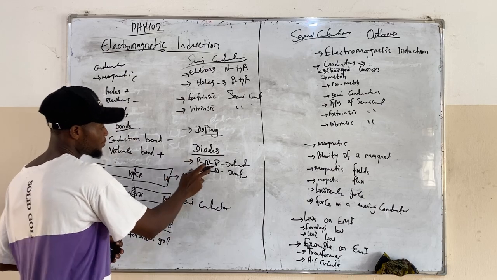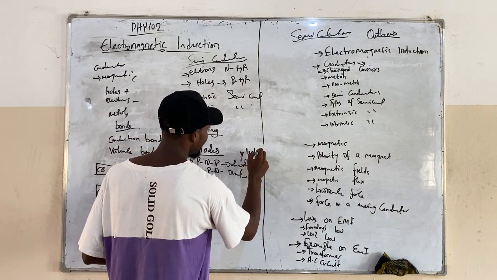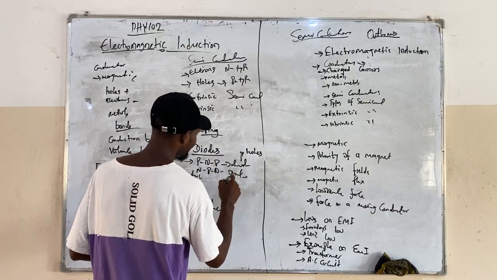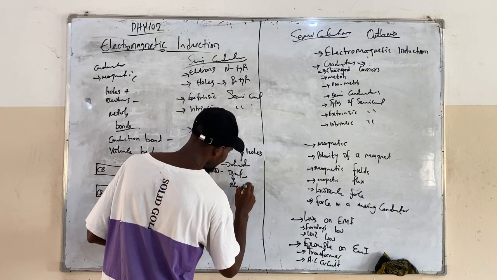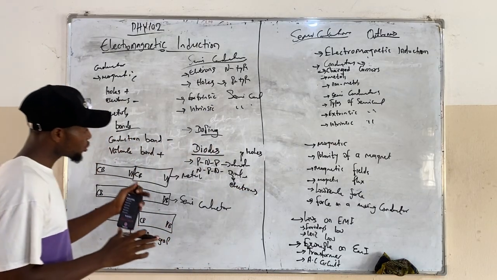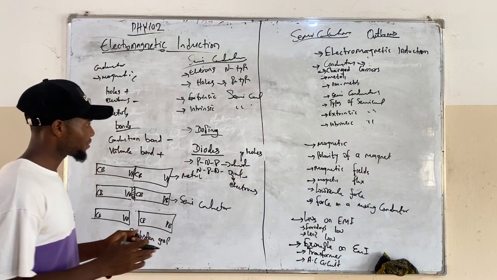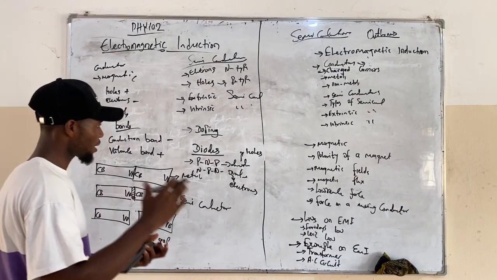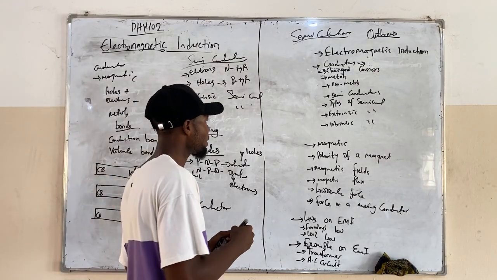PNP diodes have more holes than electrons, while NPN diodes have more electrons than holes. We use this concept when discussing the two types of diode, which are what? A forward bias diode and a reverse bias diode. We'll venture into that properly soon.